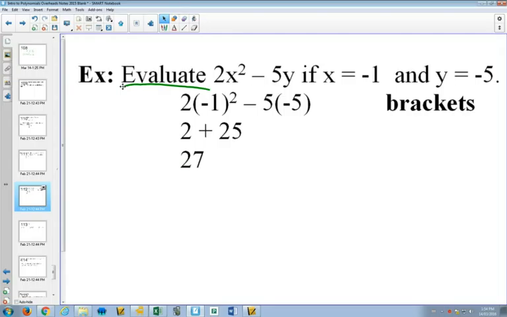Brackets, and inside the brackets, there's just a single number. So our brackets are just holding a number. So we don't have to do brackets. What's after brackets? Exponents. We do have an exponent here. Negative 1 to the power 2 will be positive 1. And then we can multiply. Positive 1 times 2 is 2. Negative 5 times negative 5 is plus 25. Add them together, and you get 27.